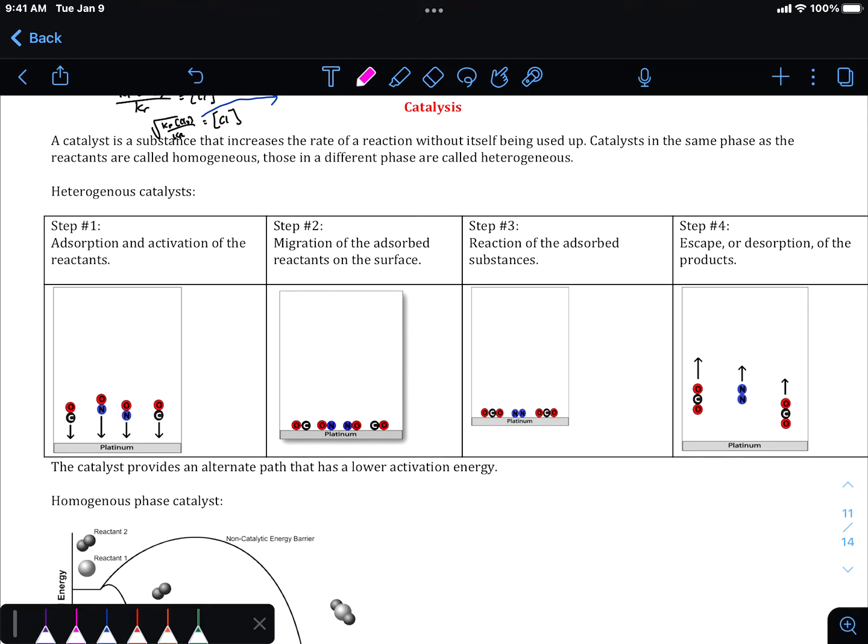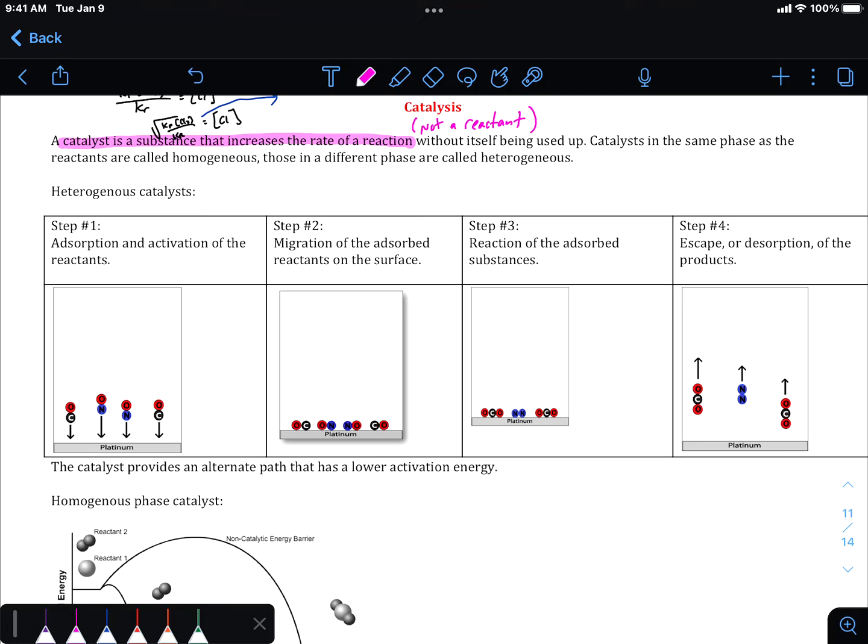All right, we're talking about catalysts, or the subject of catalysis. Let's start with definitions. A catalyst is a substance that increases the rate of a reaction without itself being used up. Right? So it's important to remember that it's not a reactant. All right?